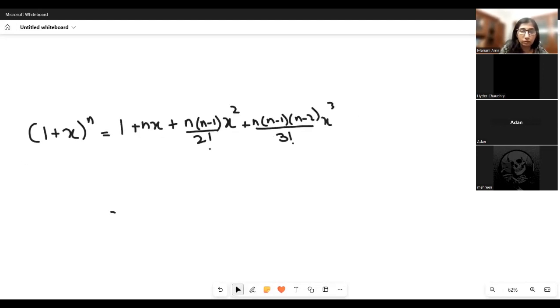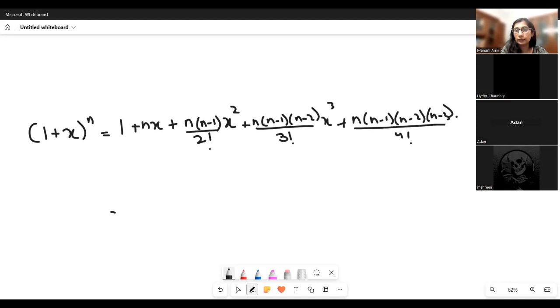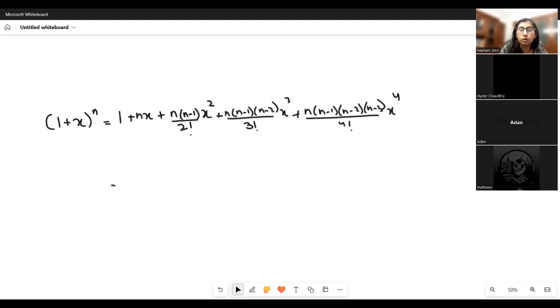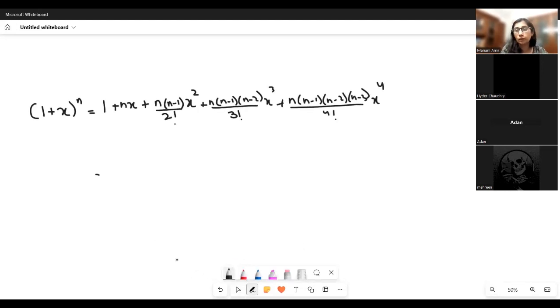And let's also form the fourth term. That would be n times (n minus 1) times (n minus 2) times (n minus 3). These are 4 terms, so 4 factorial, and then x power 4. And this is an infinite series. It goes on and on and on. It's diverging. The power of x keeps on increasing. So this kind of series has infinite sums, or infinite terms is a better word.